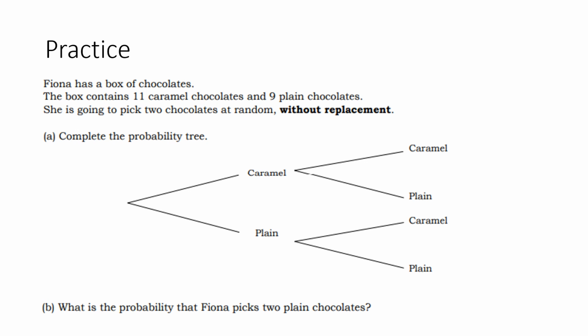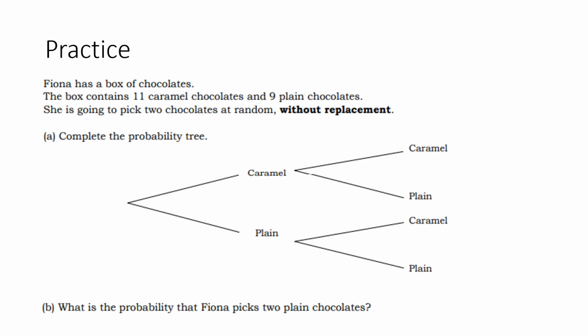Fiona's got a box of chocolates. The box contains 11 caramel chocolates and 9 plain chocolates. She is going to pick 2 chocolates at random and she's not replacing them back in. She's going to eat them or give them away. She hasn't got many more. So first you need to complete the probability tree diagram.